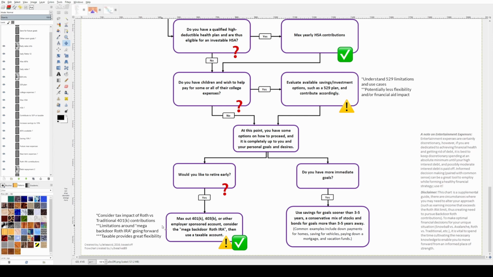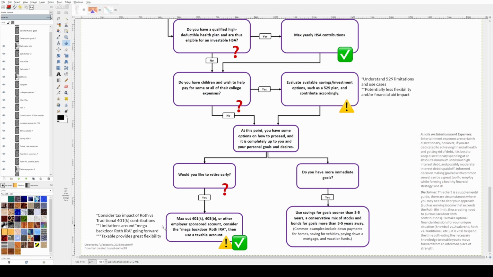You may have heard of a mega backdoor Roth IRA. That's something that existed in the past. Future legislation is likely going to change that going forward, so that may or may not be an option. But even so, it's not the end of the world, because I think in general, a taxable account is one of the best accounts, in terms of just flexibility and liquidity, that you can add to after, say, maxing out your 401k.